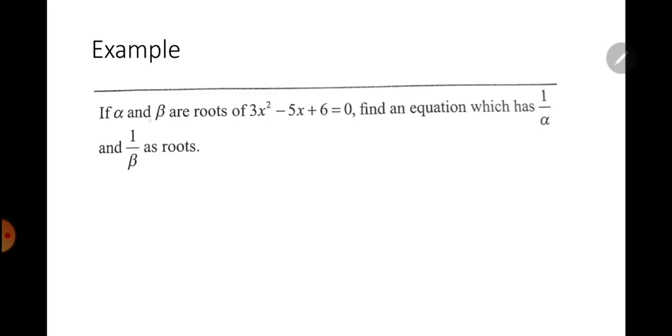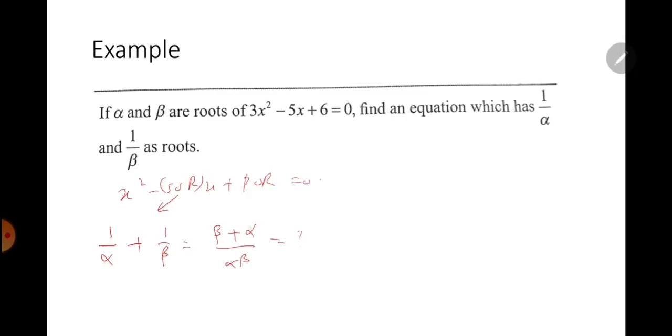Now let's look at one more example. If alpha and beta are roots of 3x squared minus 5x plus 6 equals 0, find a new equation which has 1 over alpha and 1 over beta as roots. If you want to find a new quadratic equation, you need x squared minus sum of roots times x plus product of roots equals 0. But what is the sum of roots of the equation with 1 over alpha and 1 over beta as roots? The sum of roots will be 1 over alpha plus 1 over beta, so you will get alpha plus beta over alpha beta.